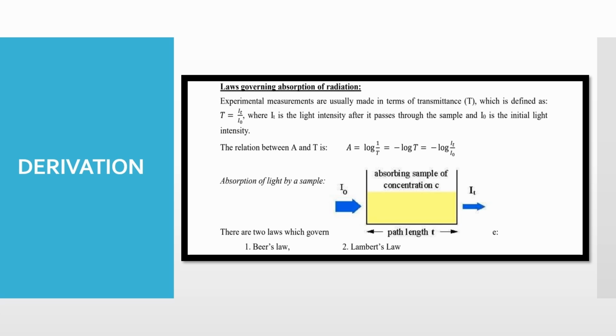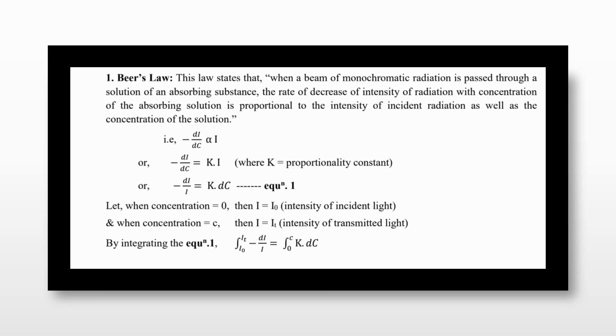There are two laws which govern absorption of radiation. They are Beer's law and Lambert's law. So what exactly is Beer's law? This law states that when a beam of monochromatic radiation is passed through a solution of an absorbent substance, the rate of decrease of intensity of radiation with concentration of the absorbing solution is proportional to the intensity of incident radiation as well as the concentration of the solution.